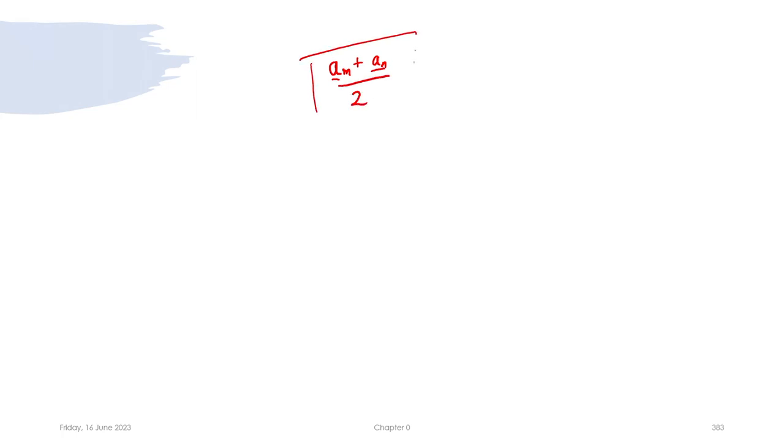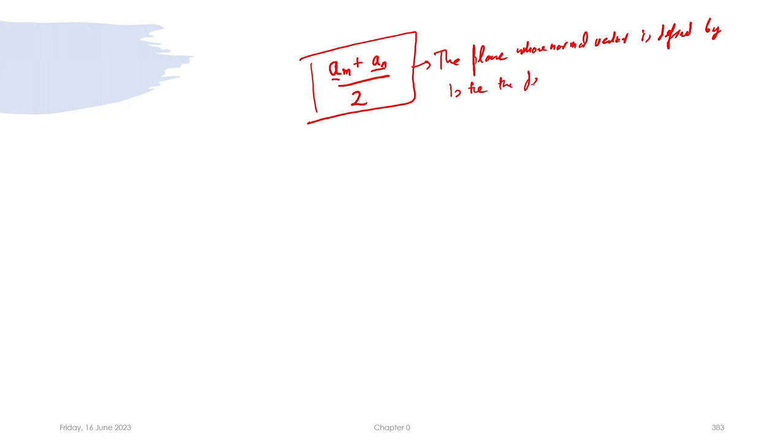So, the plane whose normal vector is defined by a m plus a n by 2 is the decision boundary. The plane whose normal vector is defined by a m plus a n by 2 is the decision boundary. Fine. So, this is the general n dimensional case, and this is how we do things in n dimensions.